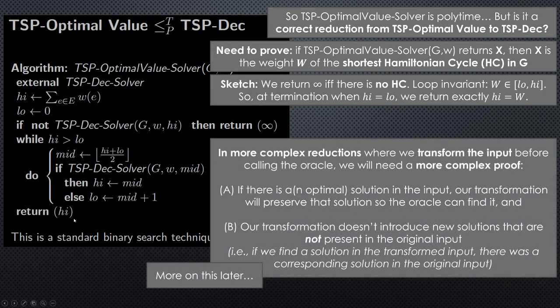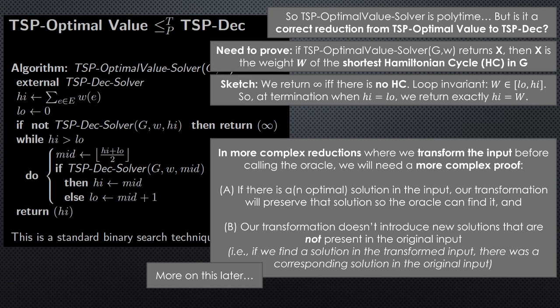I'm not going to prove that in detail. Now, in more complex reductions than this, we sometimes need to transform the input before calling the oracle. Here it's very straightforward. The problems are very similar. We can just call the oracle on basically the same input, GW. If you need to transform the input in a super sophisticated way before calling the oracle, you might need a more complex proof.